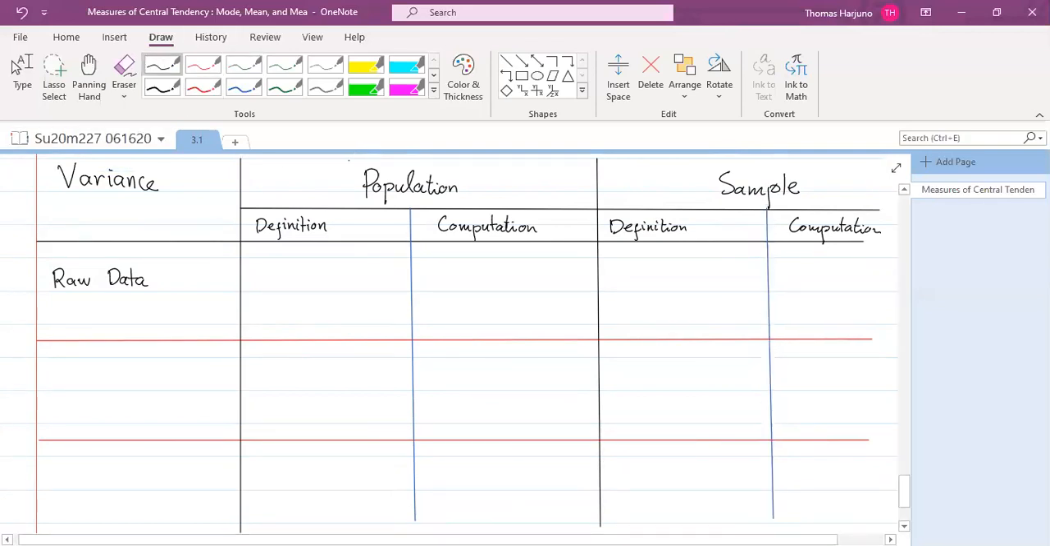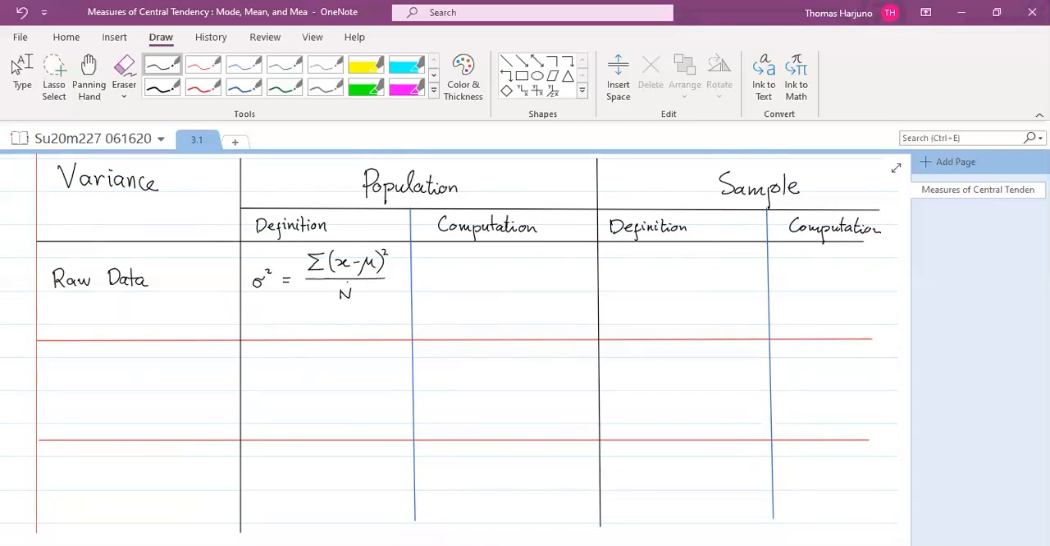The formula for population variance given raw data is sigma squared. It's like you write an O with some hair. The formula is the sum of (X minus mu) squared, divided by capital N. The computation formula is the one we use when we need to compute them.